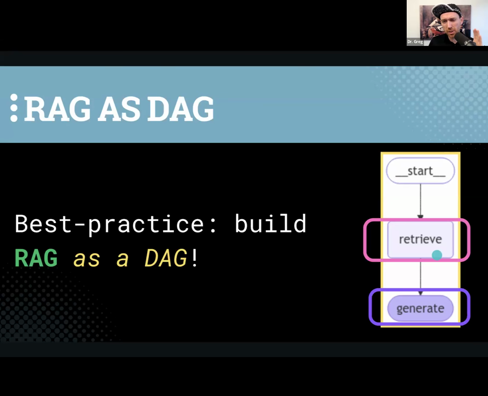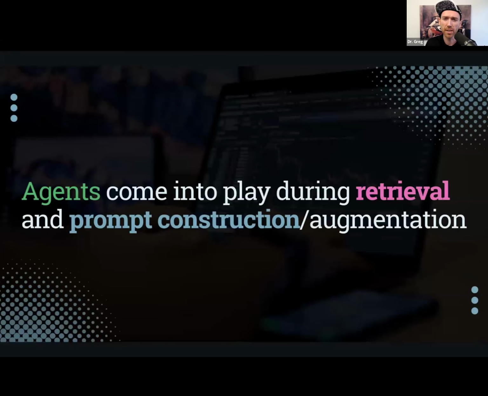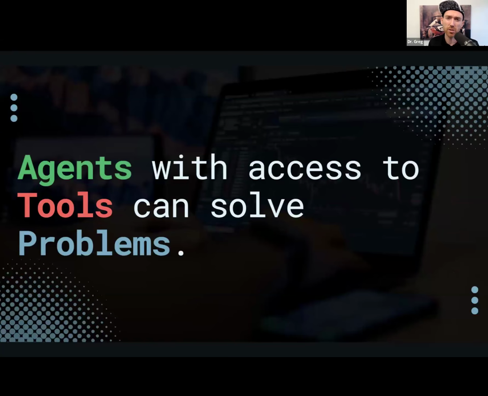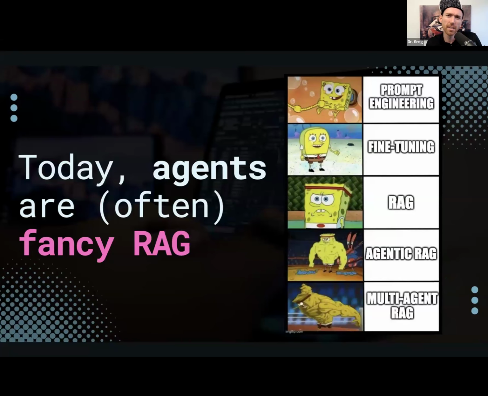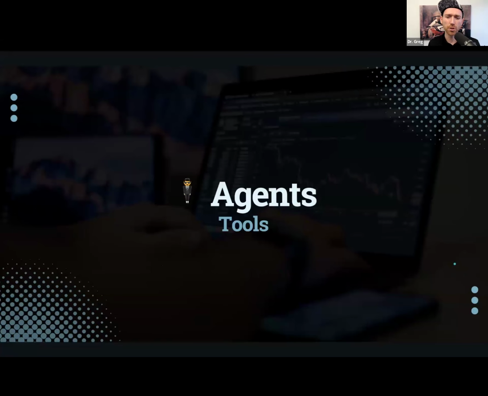Now, if we just consider this retrieval step, enhancing it with a tool, we can start to see what agents are all about. You see, agents come into play during this retrieval and prompt construction or augmentation step. Agents that have access to tools can help us solve problems, achieve goals, get tasks done. In short, agents are kind of just fancy retrieval augmentation. And so we can see this through their tool usage. Let's talk about that tool usage.